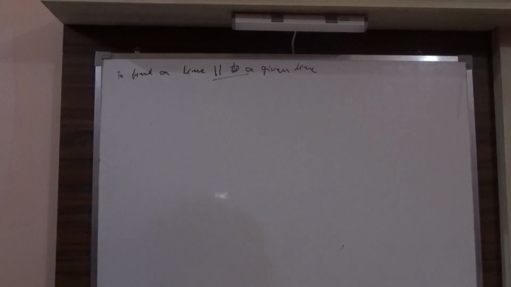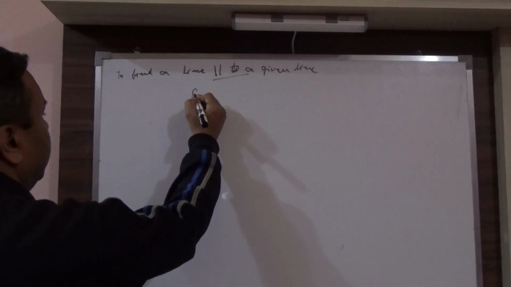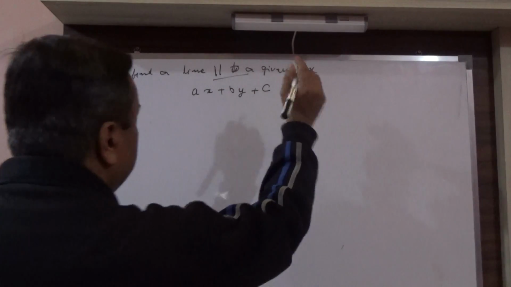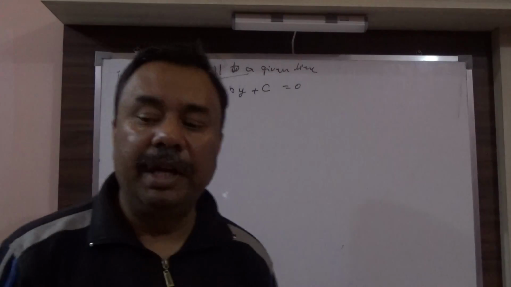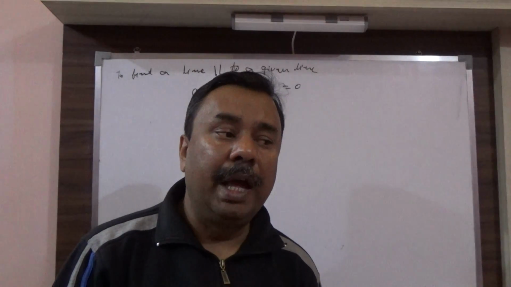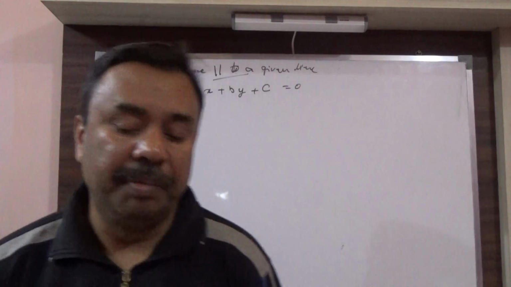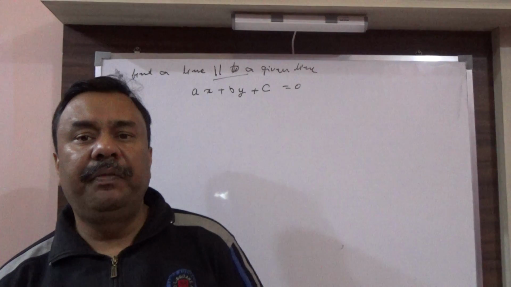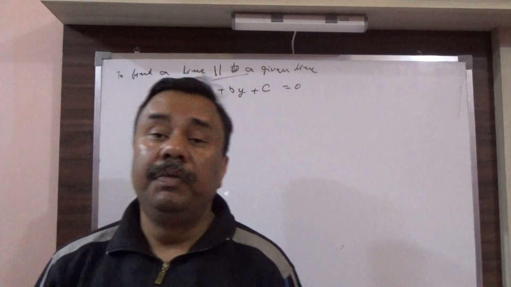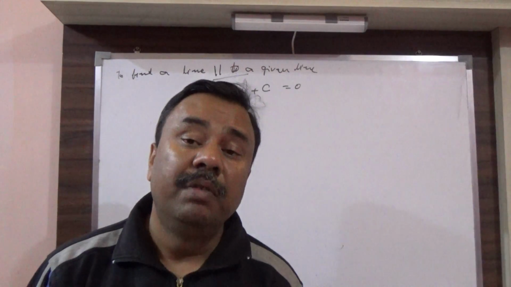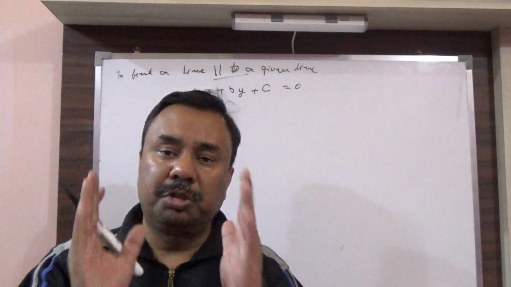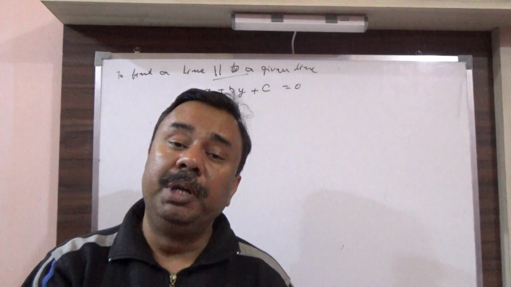Okay, suppose that you are given the line ax plus by plus c is equal to 0. This is your given line. I have to find the line parallel to it. What do we mean by this? Obviously, if the given line is making the angle theta with the x-axis, my new line will also make the same angle, or the slope of the two lines will be the same.